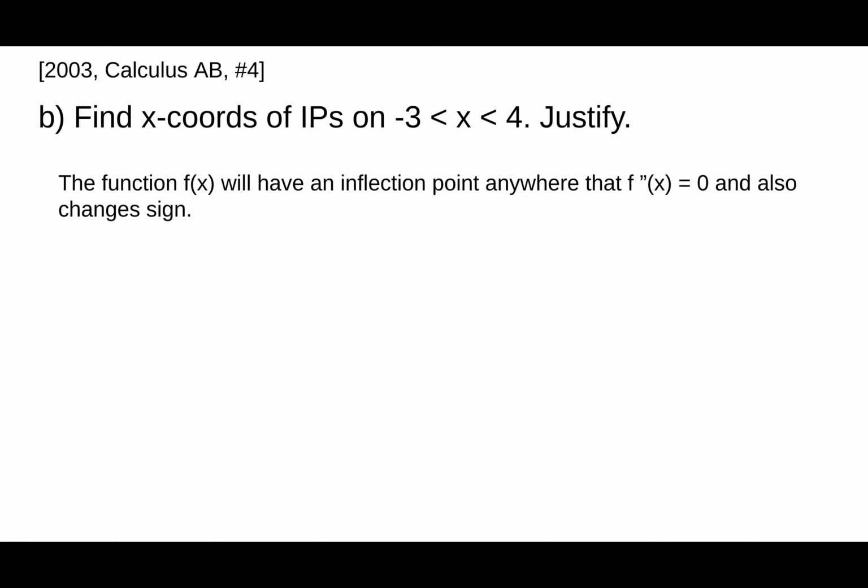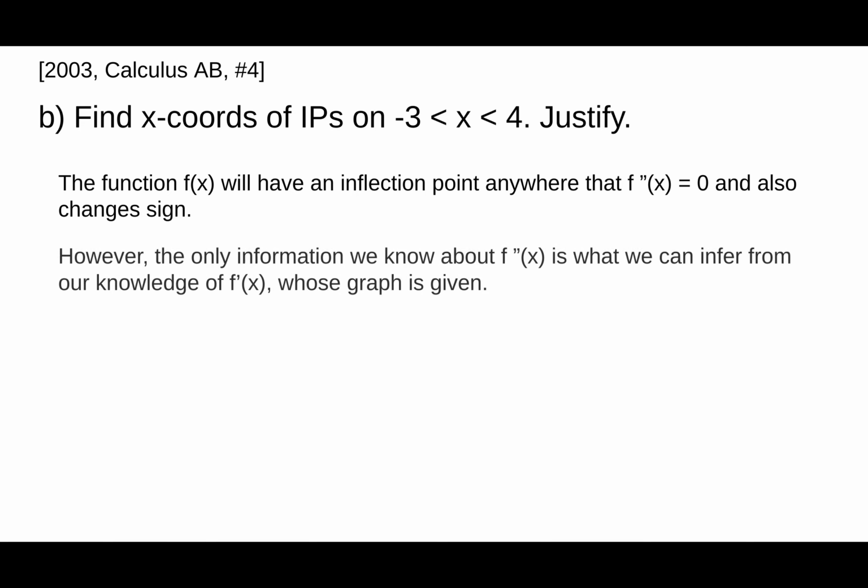So the function f will have an inflection point anywhere where the second derivative of f is equal to 0 and also changes sign. But again, we don't really know what f is, so we can't find its second derivative. The only thing we have is a graph of f prime. So if we can somehow turn the graph of f prime into information about the second derivative of f, we may be able to solve the problem and provide justification.